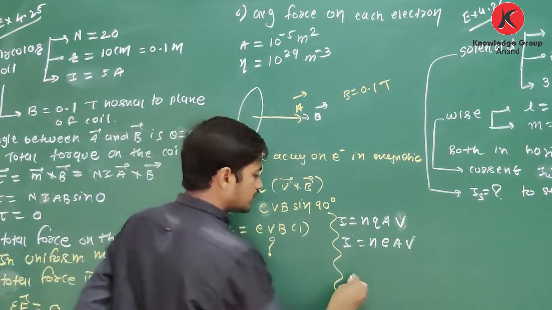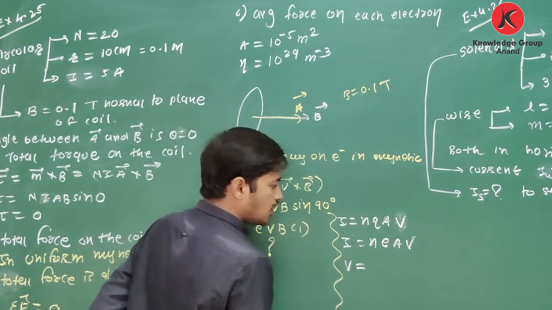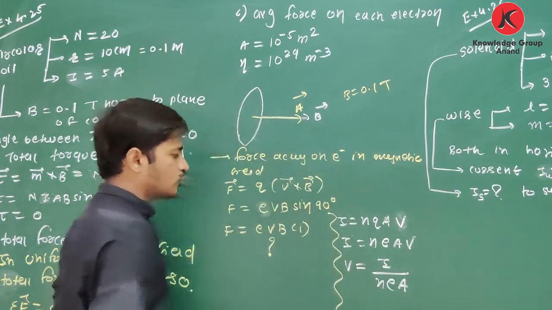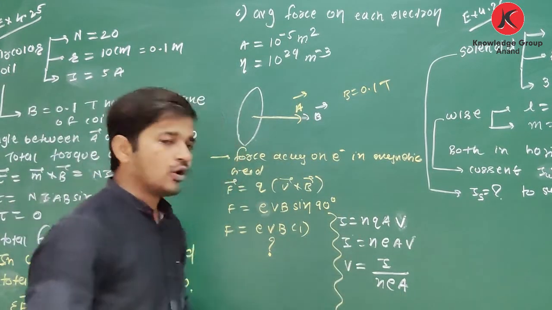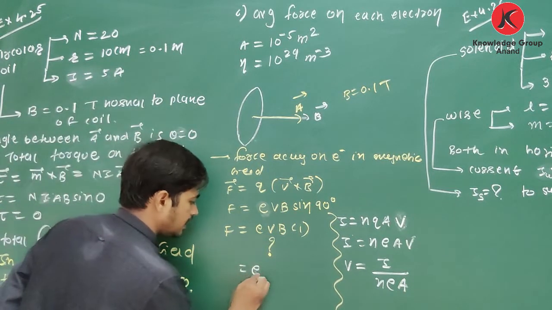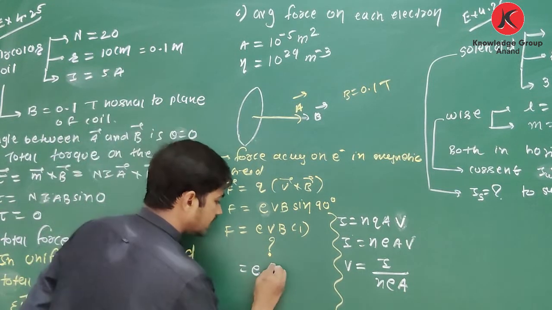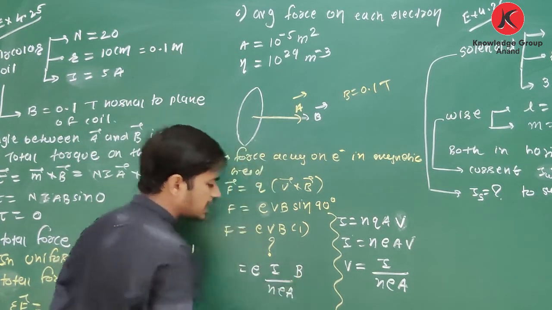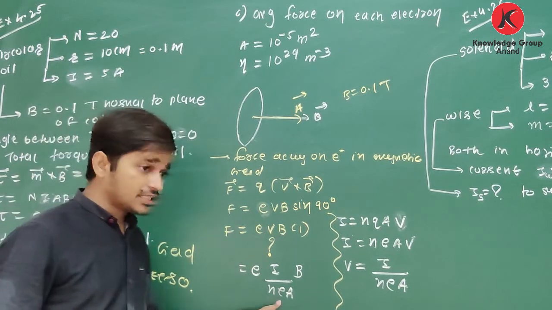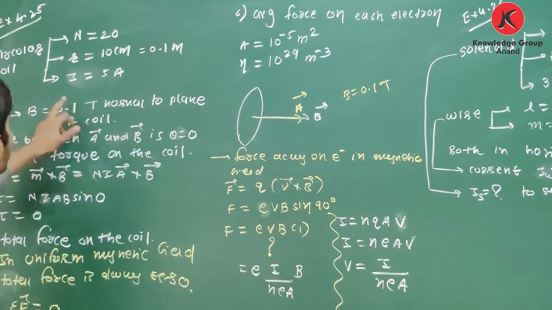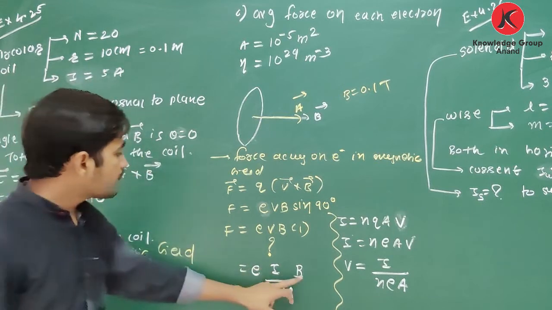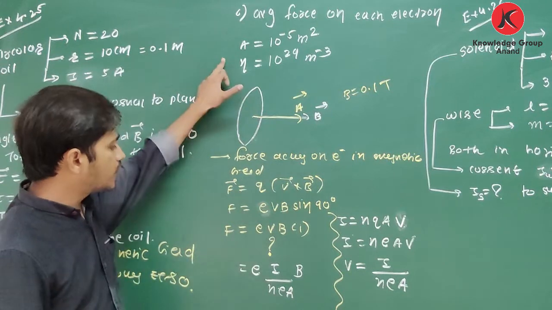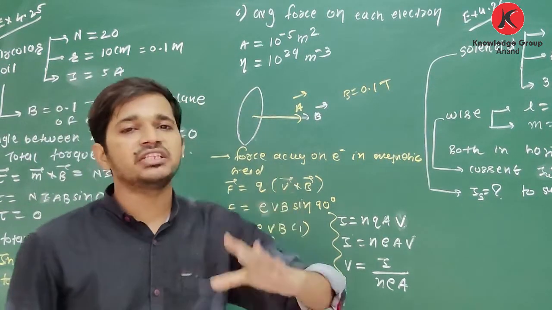I have to find V. So V is equal to I upon N E A. So simple. You are given each and every value. E is given. I, what is the current flowing? Here it is 5 ampere. B, the magnetic field, is 0.1 Tesla. Number density, you are given. Area, you are given. You can easily find this question.